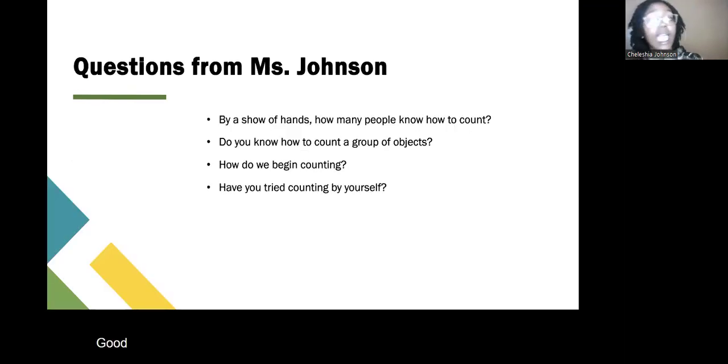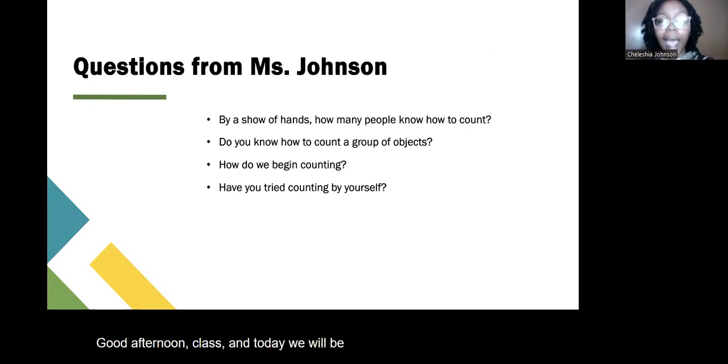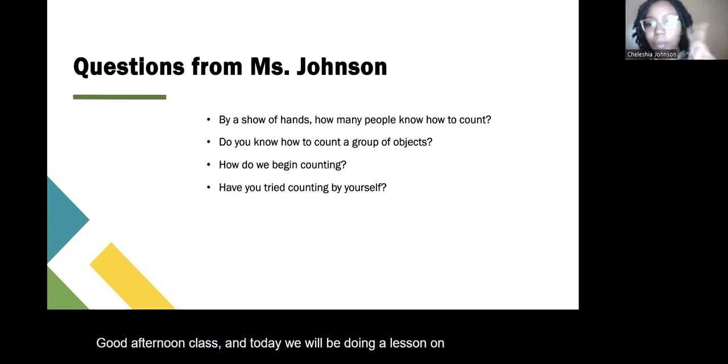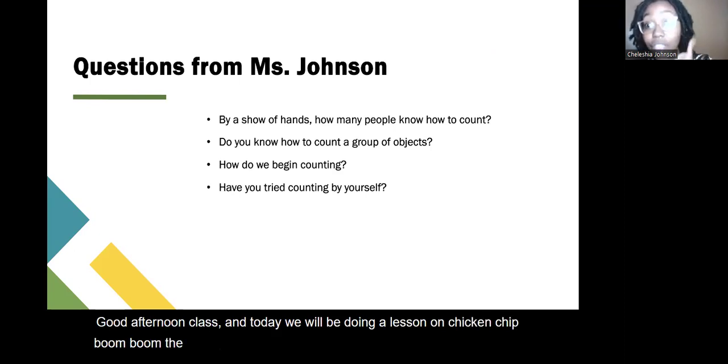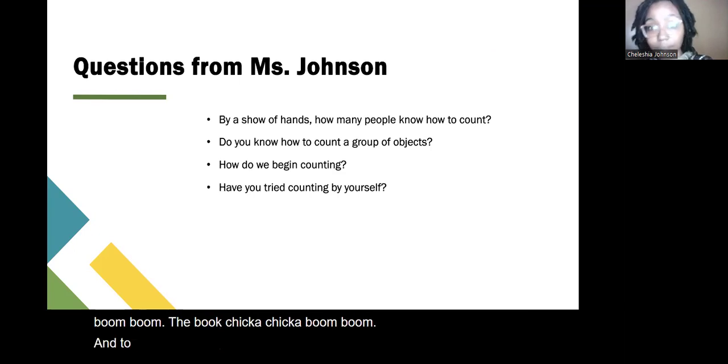Questions from Ms. Johnson. By a show of hands, how many people know how to count a group of objects, to be exact? Do you know how to count a group of objects? For example, if I give you 10 pennies or 10 objects, will you be able to count them one by one and then give me the correct answer?